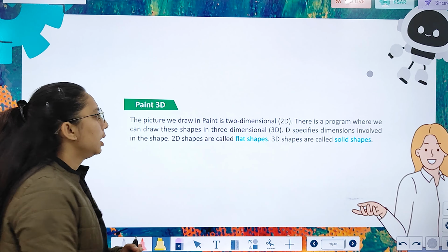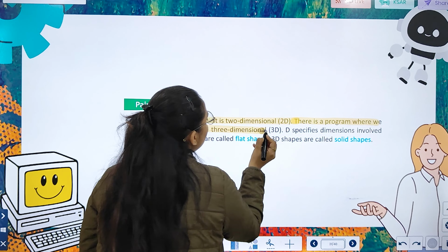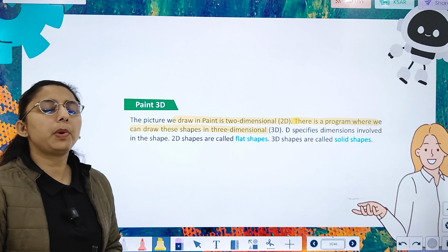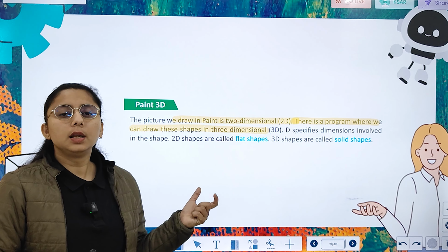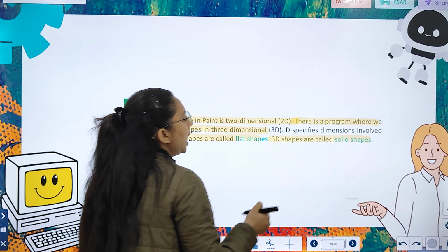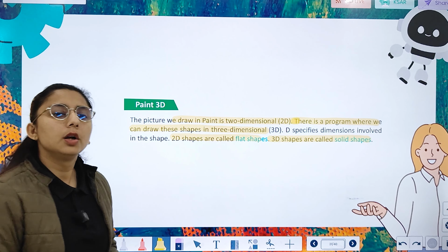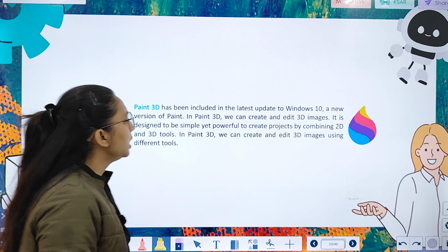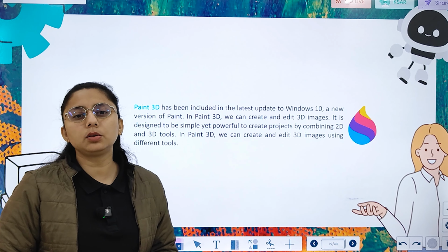The pictures that we draw in Paint are 2-dimensional. There is a program where we can draw these shapes in 3-dimensional also. These dimensions are involved in the shape. 2D shapes are called flat shapes and 3D shapes are called solid shapes. Right? So let's study with Paint 3D.